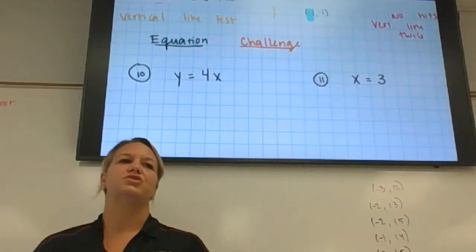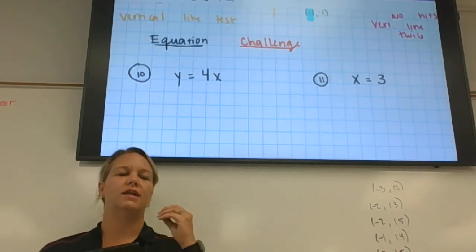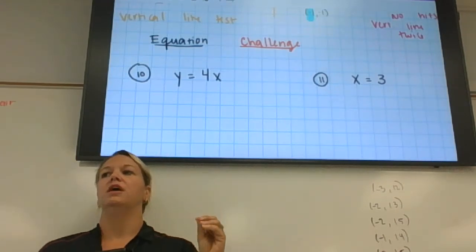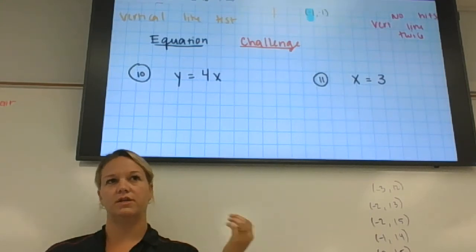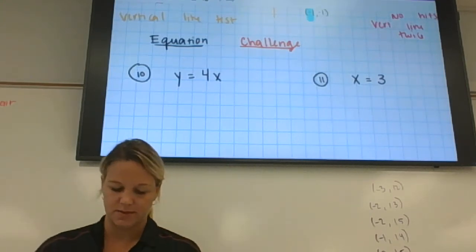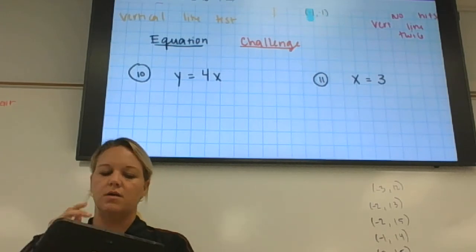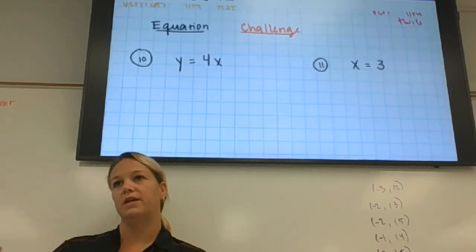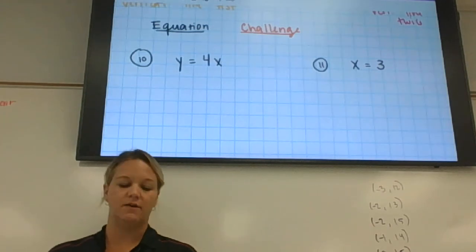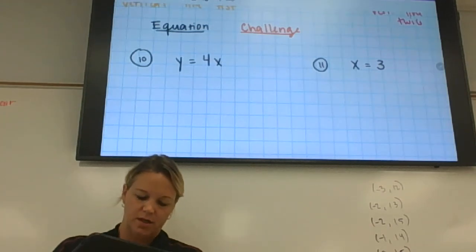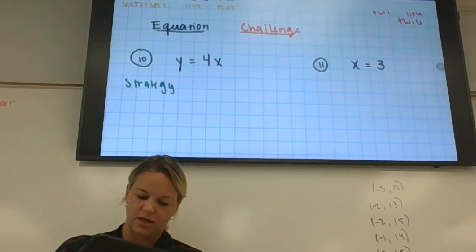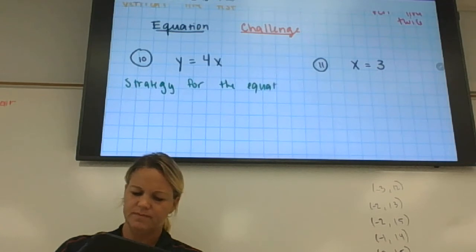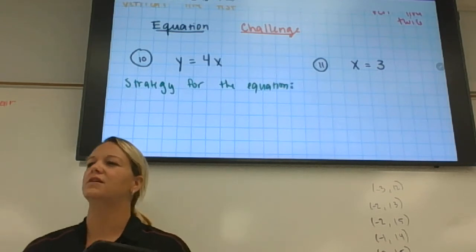All right. Okay, so 9 and 10 in your workbook were like this. And so yesterday's assignment, lots of people had questions. How do we know, when we don't have points and we don't have a mapping and we don't have a graph, how do we do it with an equation? So what's the strategy? Did I tell you guys the strategy for the equations? What did I say?